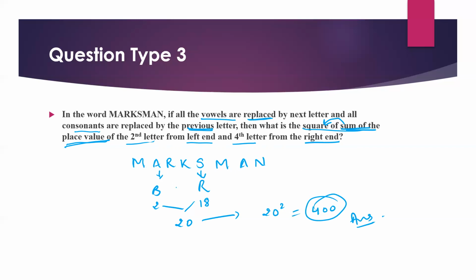Okay. So understood this question? How did we do it? Without changing all the letters, we just did whatever was asked here, the second and fourth. We just changed the second letter and the fourth letter because here we don't have to do anything else. We just have to replace the vowels and consonants. Okay, so let's go to the next question.